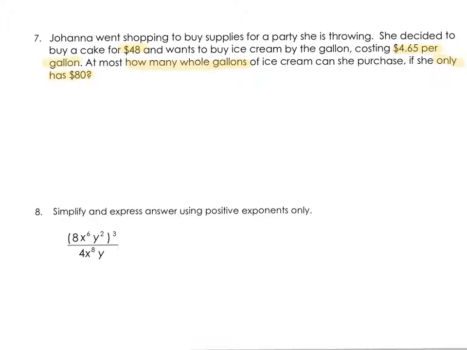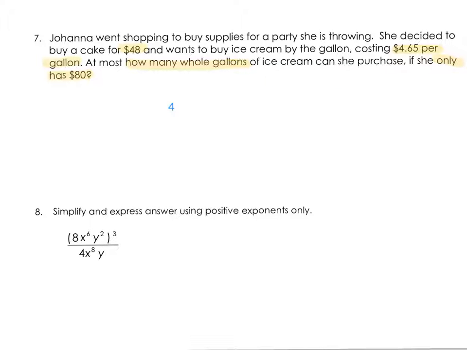At most, how many gallons, whole gallons of ice cream can she purchase if she only has $80? Well, if she only has $80, that means that she can either spend all of that money or she can spend less than that amount. So I'm going to start by writing out, I don't really need a let statement. You could write one if you want one, but I don't need one because there's only one unknown. The gallons of ice cream.